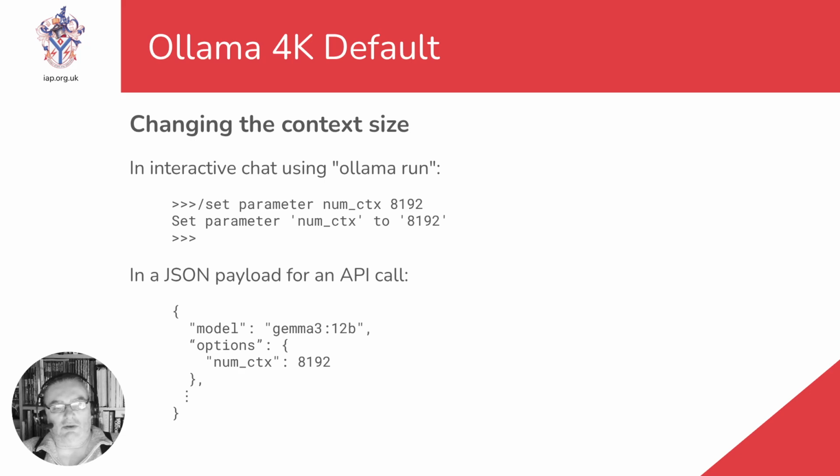However, with Ollama, the context size can be changed per model or even per request, up to the model's maximum context size. If we're using Ollama's interactive chat, we can issue a /set parameter command to set the context size as in the first example. We can do something similar by setting an option in our JSON requests.